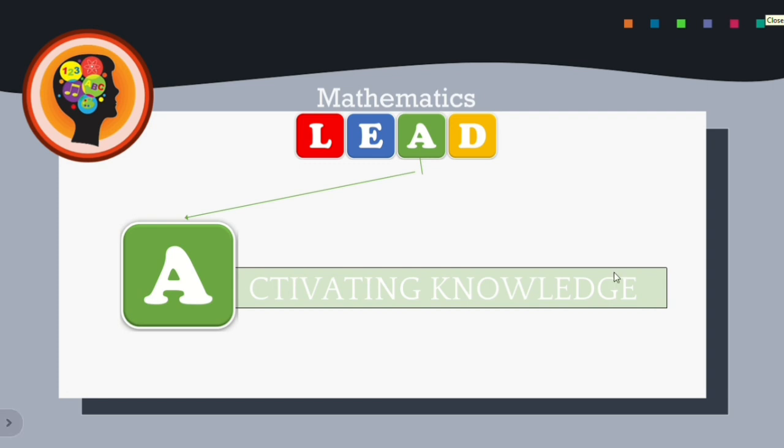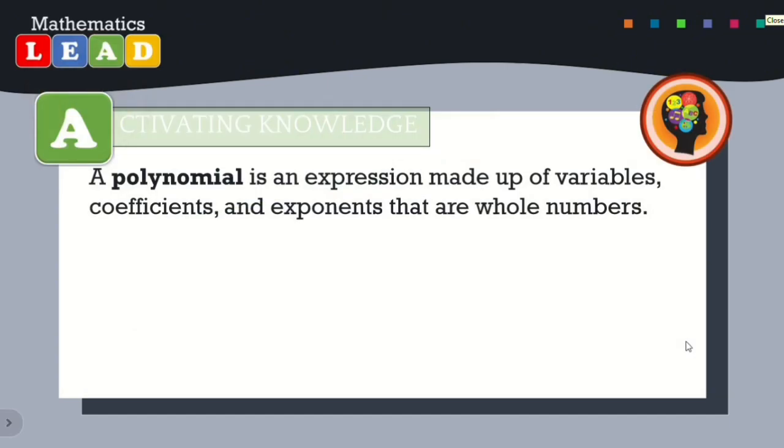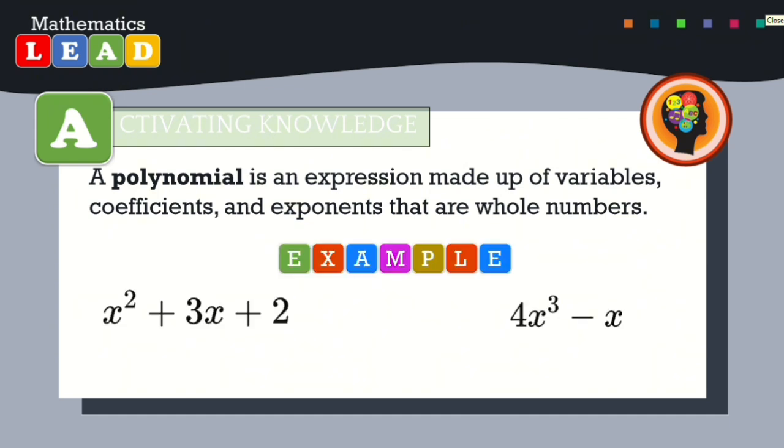Let us move on to the most exciting part of this lesson, which is activating your knowledge. Before we start, let us first recall some of the terminologies that you have known from the past lesson. The first one is a polynomial, which is defined as an expression made up of variables, coefficients, and exponents that are whole numbers. Let us have an example for this. We have here x squared plus 3x plus 2 and 4x cubed minus x. So, what about you? What are the polynomials that you have in mind?